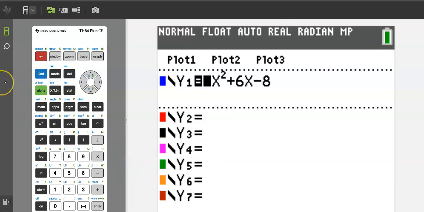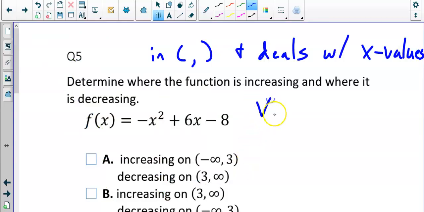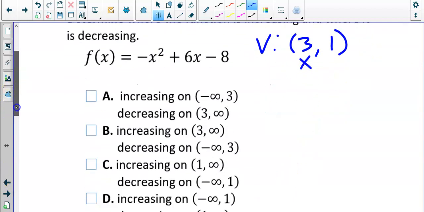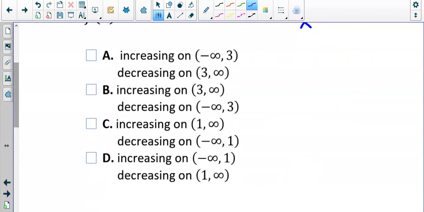All right, so now that we know the vertex is 3, 1, my answer should contain which one of those values? The x, which is 3. So now I can come down here, and I know that C and D are just junk, because 1 was the y value. So my answer is one of these two.